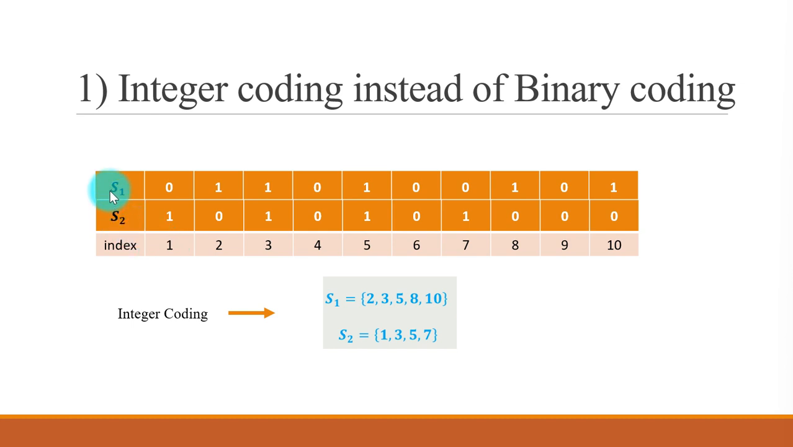Convert S1 in binary form to integer form. S2: 1, the index 1, 3, 5, and 7. This is the set of indexes of selected features. We use the indexes of selected features directly.